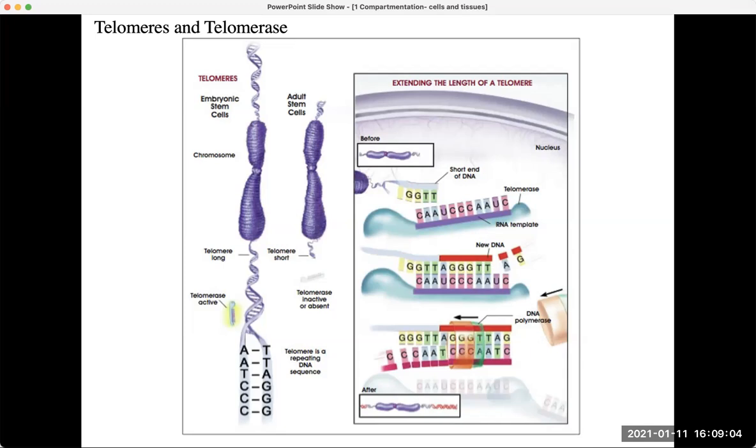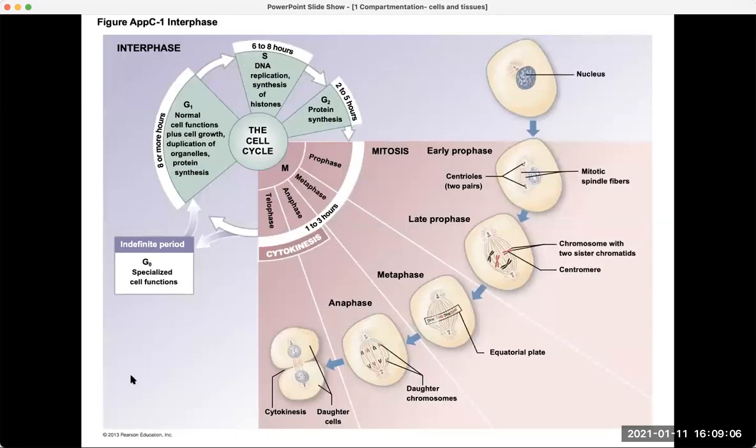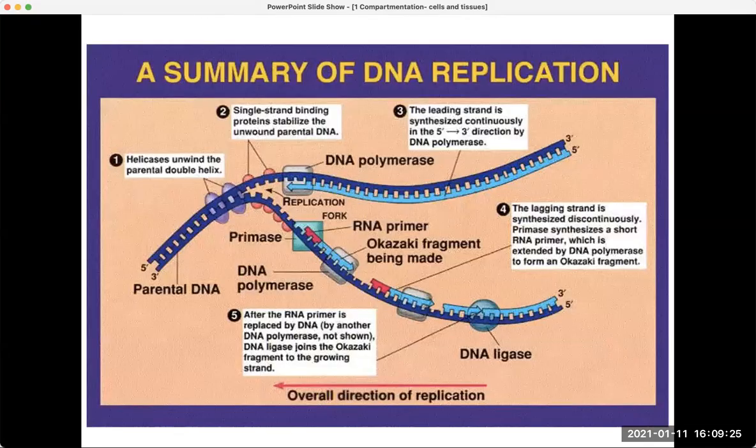Germinal cells give rise to the gametes. They can divide indefinitely due to the enzyme we just talked about, telomerase. That enzyme duplicates the telomere DNA, and it's also one that we find in cancer cells.